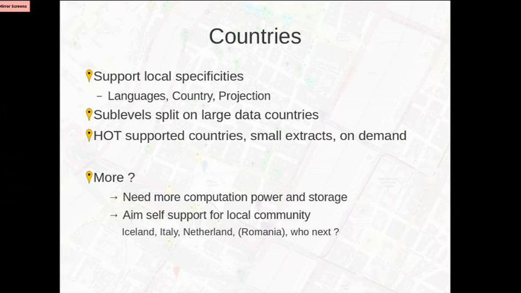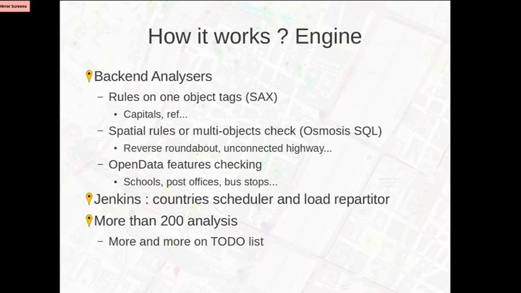So if you want to support your country, there are two possibilities. It's a small country in data and you can support it, or it's a big country and you can't. Two weeks ago, we added the Netherlands because someone provided us a server in the Netherlands to support it. Actually, we are setting up a Romania server. And we want your help to support more countries and to do better quality on OpenStreetMap.